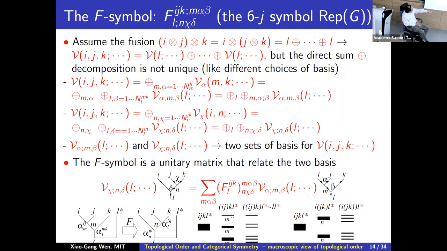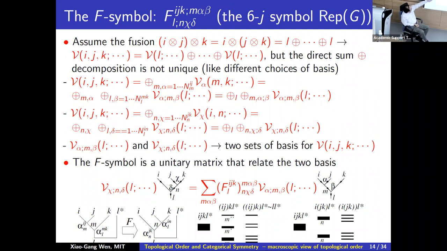So this subspace is labeled by M, but for the same M, M may appear several times, so we have the alpha label. If M appears several times, then these different copies are labeled by alpha, several copies of this M subspace. Therefore, this original space can be written as a direct sum of some smaller spaces. This smaller space is just this smaller bar here.